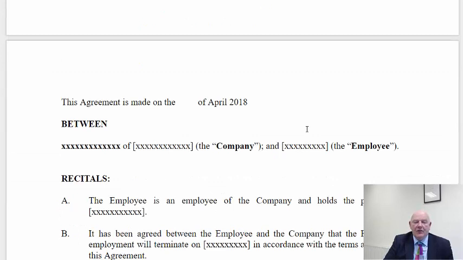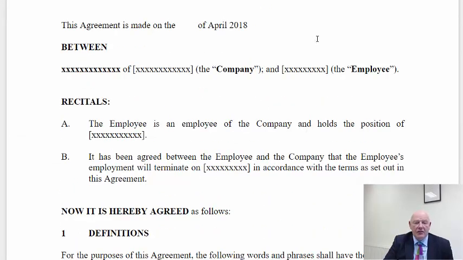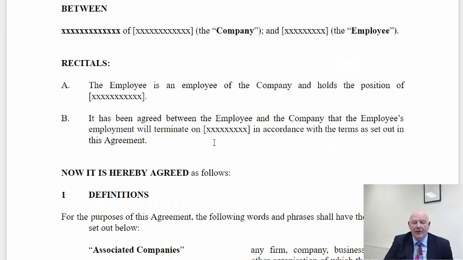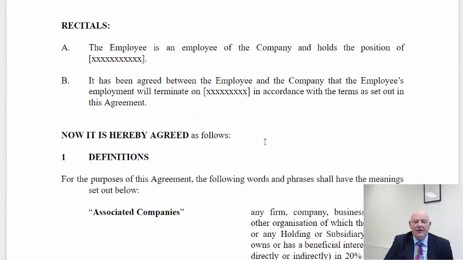So your typical agreement is like the one I'm showing you on the screen there. Firstly, obviously, it's going to be dated. It's going to set out who the company or employer is and who the employee is. And then it's just going to go through some basic stuff, like the employee is an employee of the company and holds the position of. And then it's been agreed between the parties that the employment will terminate on such and such a date in accordance with the terms of this agreement.